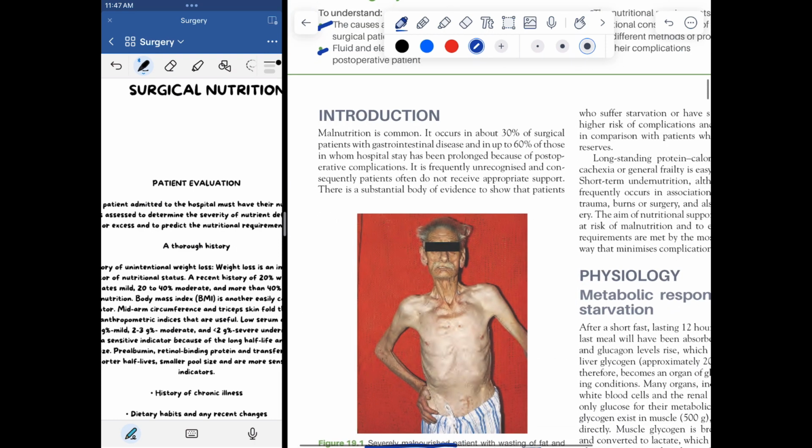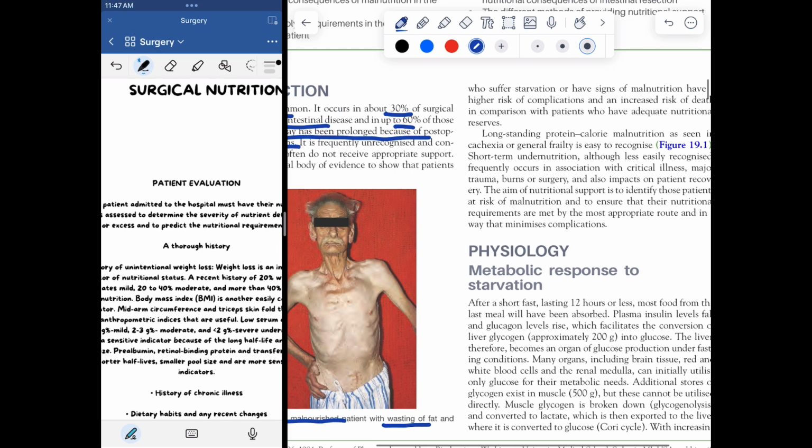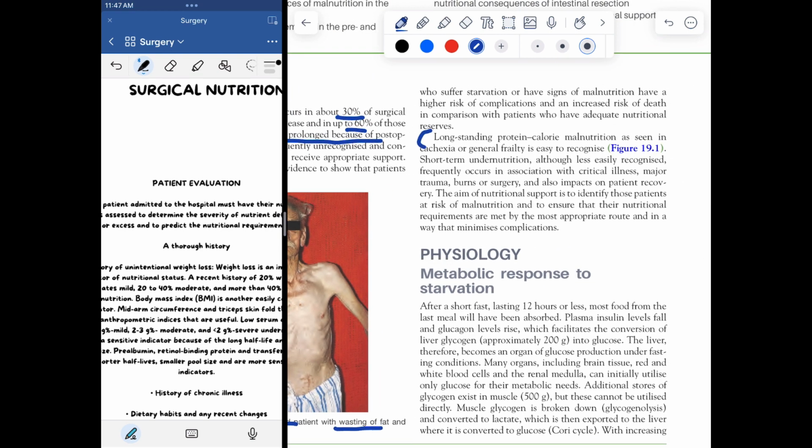Now, as we all know, malnutrition is common. It occurs in about 30% of surgical patients with GI disease and in up to 60% in whom the hospital stay has been prolonged due to post-operative complications. In this image, you can see a severely malnourished patient with wasting of fat and muscle. This is a case of long-standing protein calorie malnutrition, so that is easily identifiable.